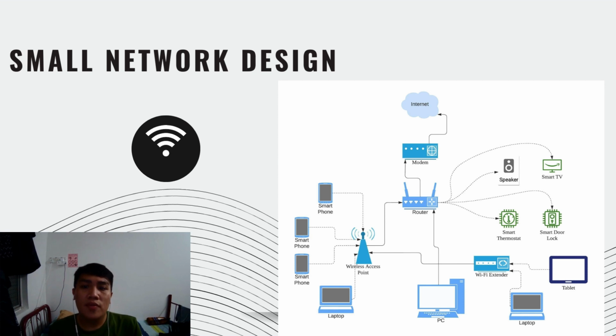Okay, and then the smart home appliances connect directly to the router or via wireless signal. The reason we don't connect them to the wireless access point is that it's a lot easier for them to connect straight to the router, because with a wireless access point you have to set up another authorization for the devices. Okay.